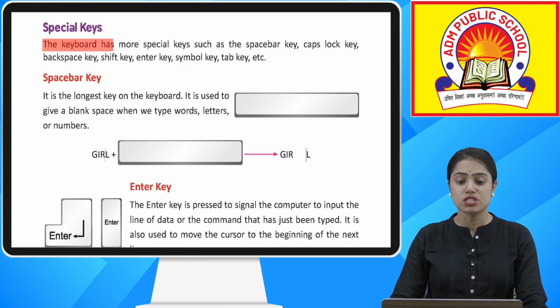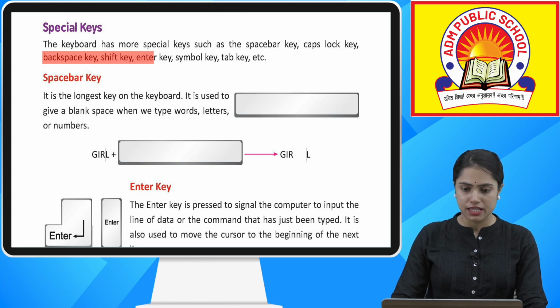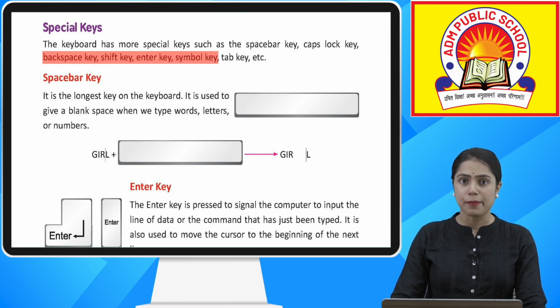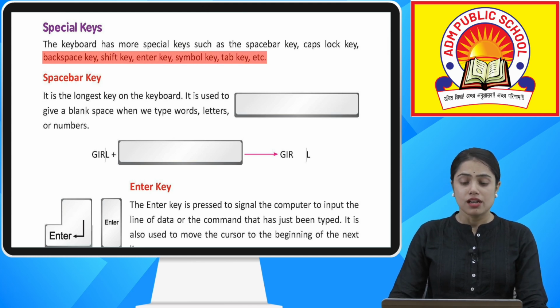Now we will learn about special keys. The keyboard has more special keys such as the spacebar key, caps lock key, backspace key, shift key, enter key, symbol key, tab key, etc. Children, we have learned about the keyboard and numeric keys, but now we will learn about more special keys.